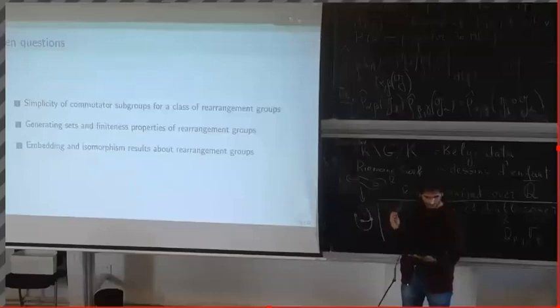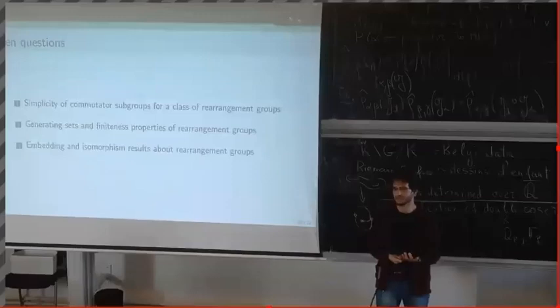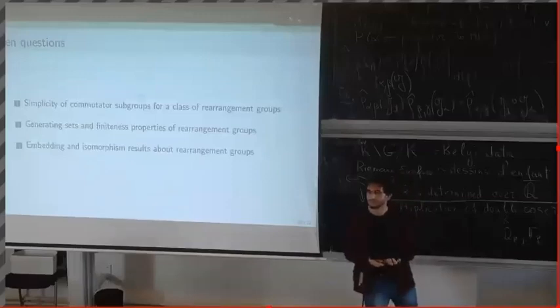right? I don't know if I understood, but do you say that maybe if you take the second commutator group, you can expect it to be simple for all rearrangement groups? That would be amazing. Yeah, that would be. But you don't have counterexamples. Sorry? You don't have counterexamples, and you ask.